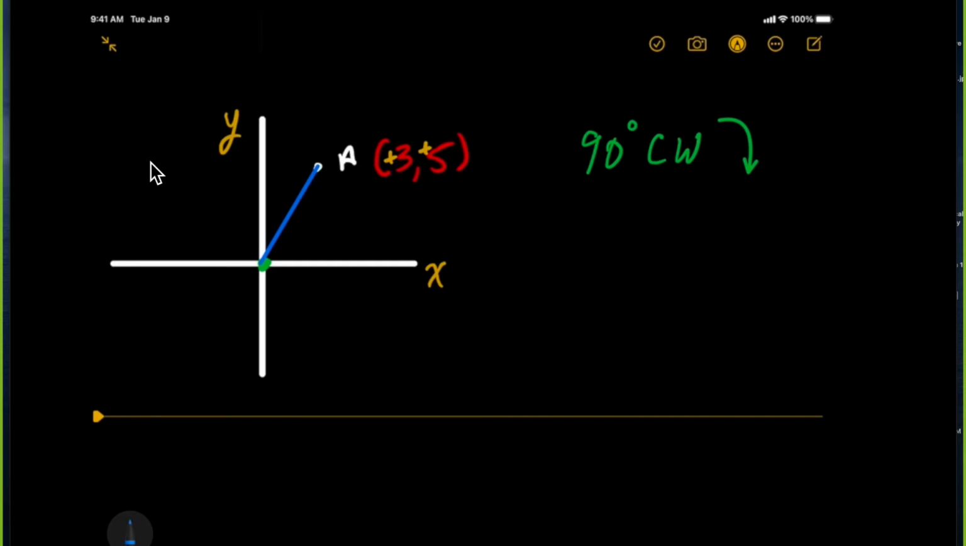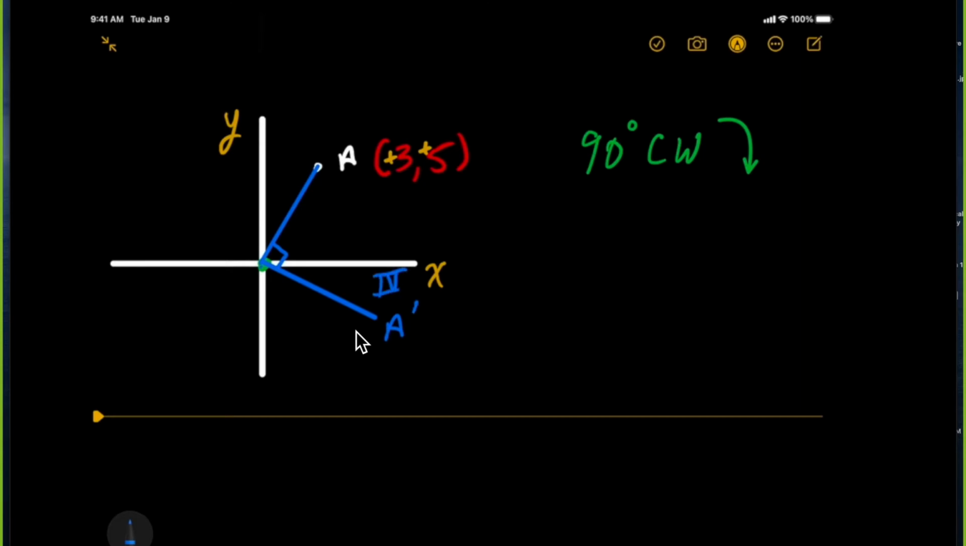The next thing I like to do is to create a 90-degree angle right here. And that 90-degree angle is created because indeed we are rotating 90 degrees. Now, the next thing I do is I identify where point A is going to end up. The point after it's rotated, so we'll call that A prime.